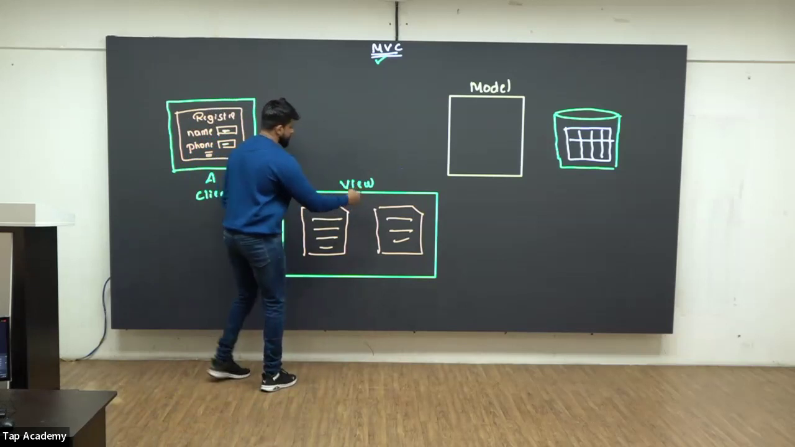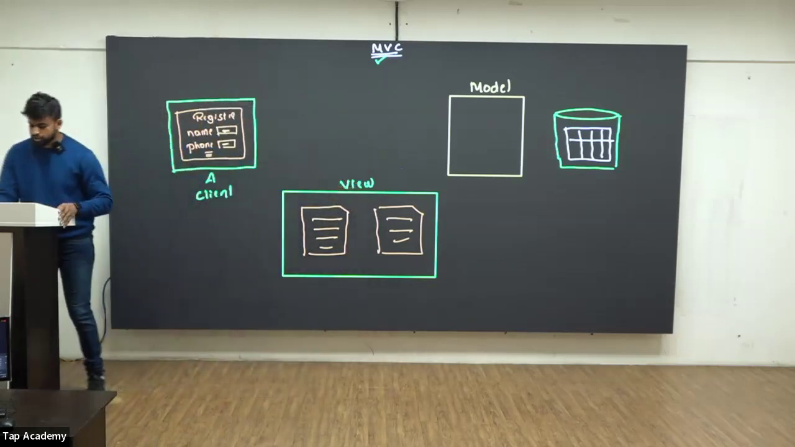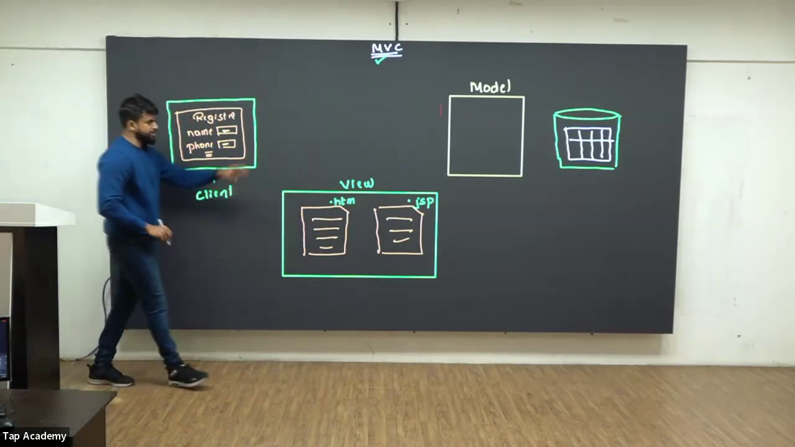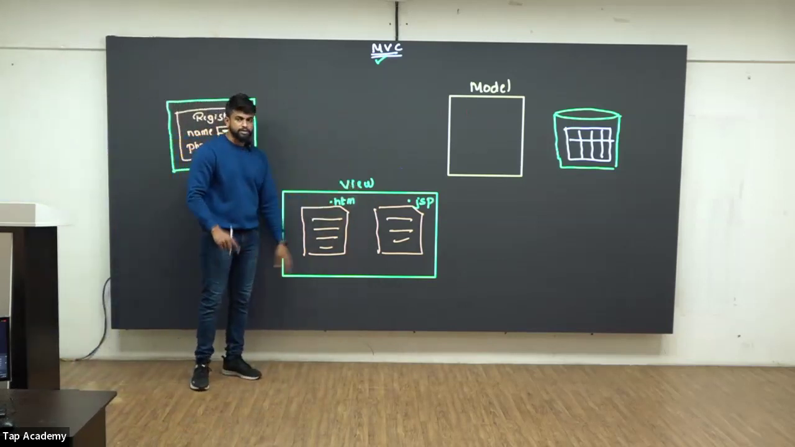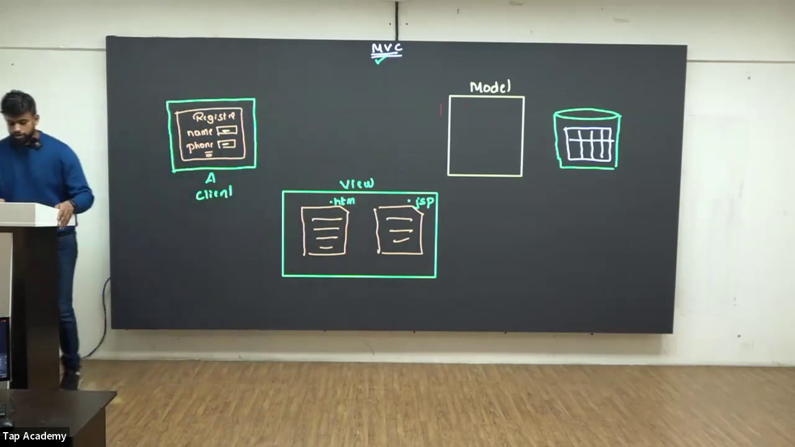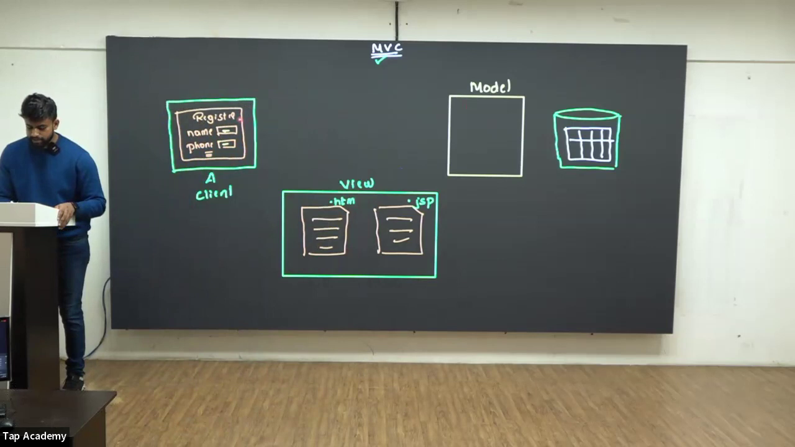View is the one that will display. And who is going to display, sir? You can use an HTML file, you can use a JSP file, any front-end technologies you can dump inside this view part. Very good. So now the question is, sir, can my client interact directly with the model?